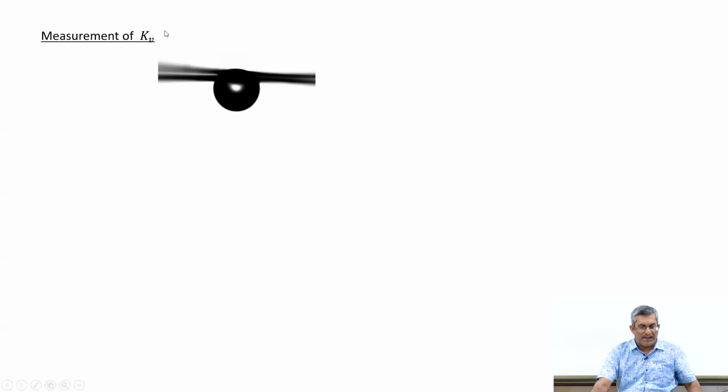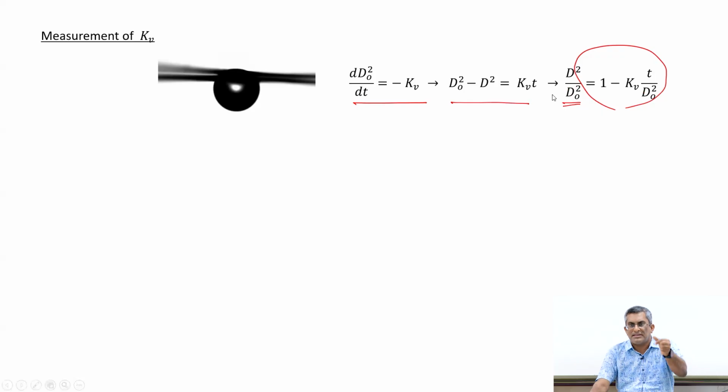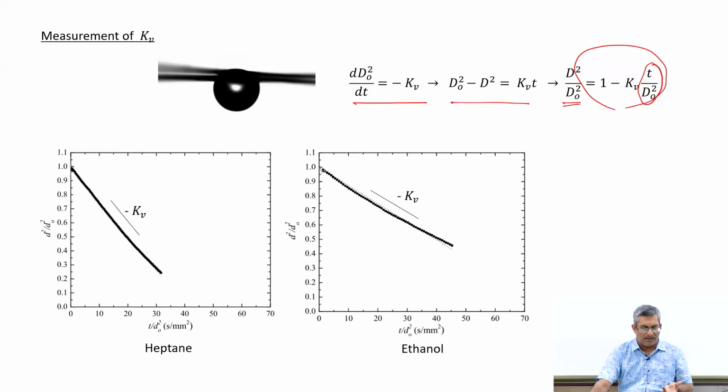Now, how do we get kV? We know that from the D-square law this expression is valid, and by integrating we get this, and by normalizing this with the square of the initial droplet size, we get this expression. Now, if we plot the normalized droplet surface area with respect to this parameter, then the slope should be equal to the vaporization constant, and that is what is done here. Here I am giving two examples: one is a heptane droplet and the other one is an ethanol droplet.